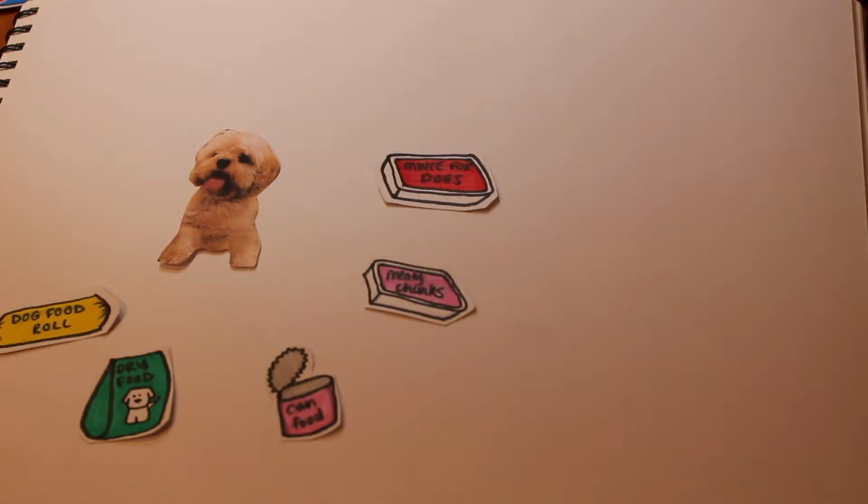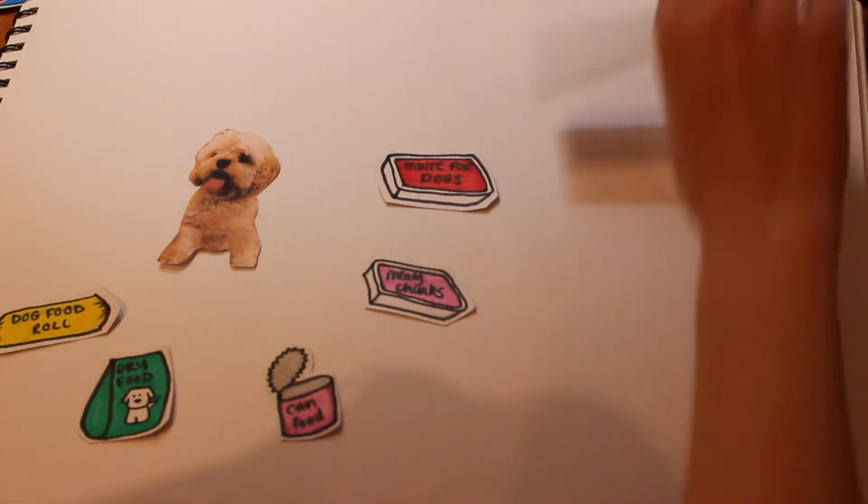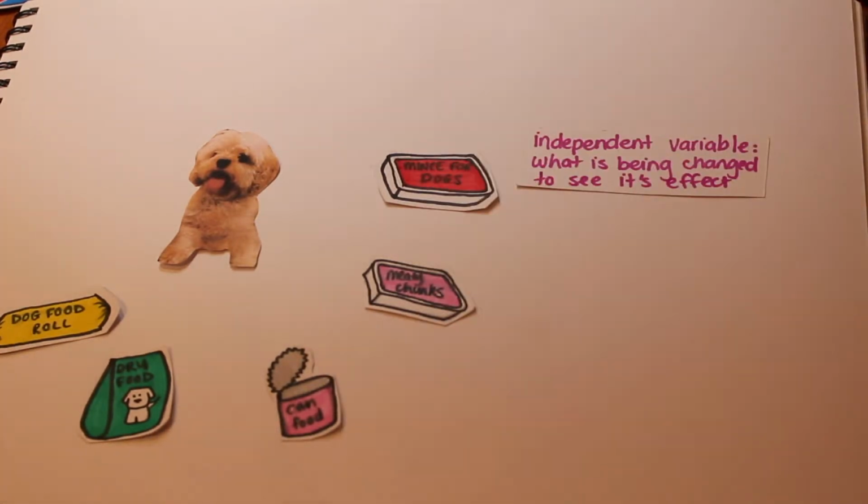First, we need to determine what element of the experiment we are purposely changing. In this case, it would be the type of dog food. This would make it the independent variable. That's because the independent variable is what we are changing in the experiment to see its effect. So we would change the type of dog food to see how much Monty will eat.